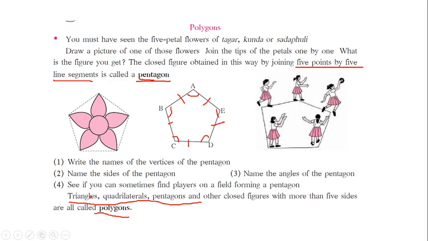Triangle is also a polygon. Quadrilateral is also a polygon. Pentagon is also a polygon. A triangle has 3 angles and 3 sides. A quadrilateral has 4 angles and 4 sides. A pentagon has 5 angles and 5 sides. Hexagon, octagon, these are so many other figures with different numbers of sides and angles. So they are called in general as polygons.